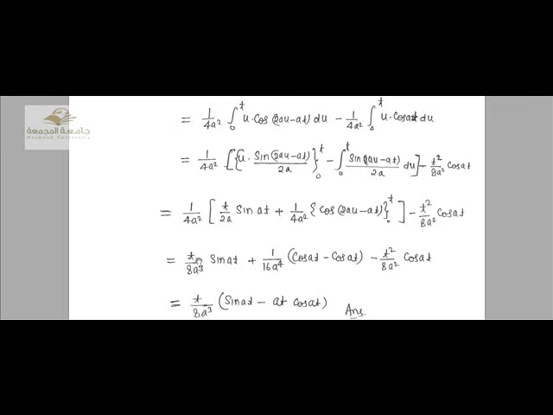This is equal to t over 8a cube sine of at plus 1 by 16a to the power 4 [cosine of at minus cosine of at] minus t square by 8a square cosine of at. So finally, t over 8a cube [sine of at minus at cosine of at]. This is the required answer.